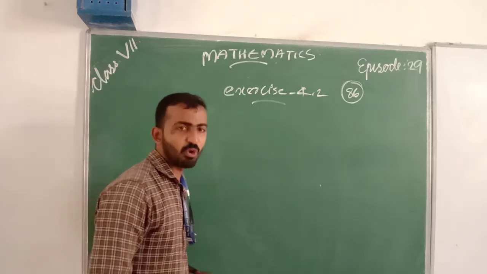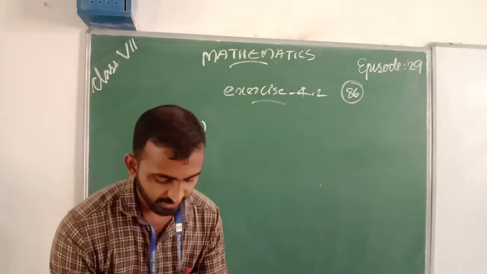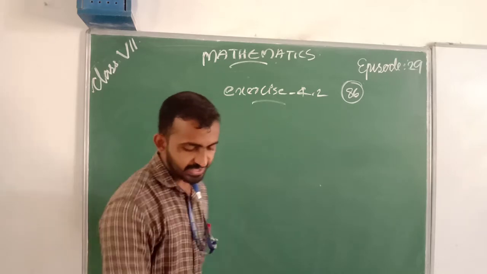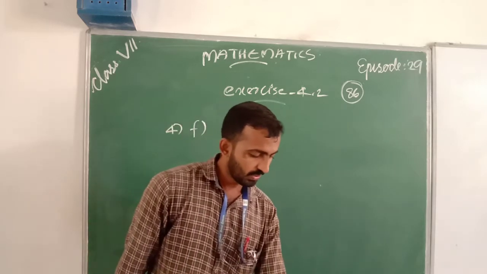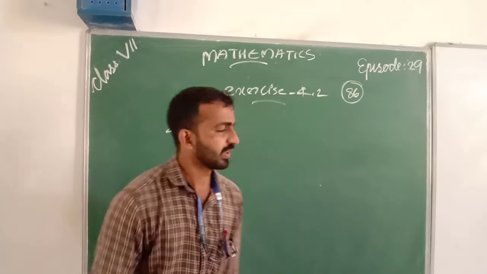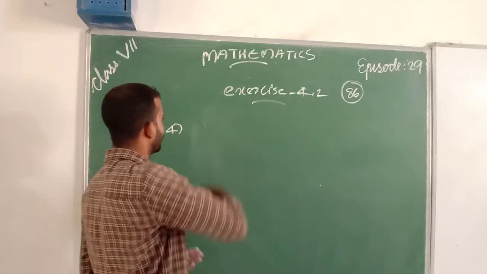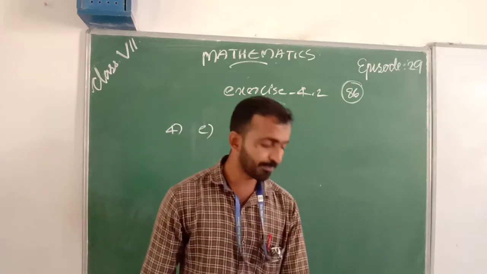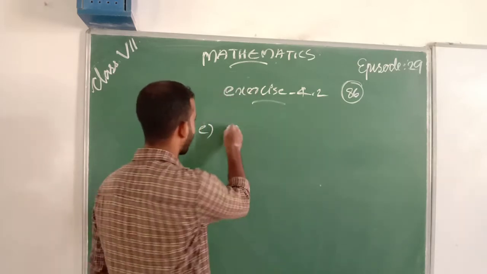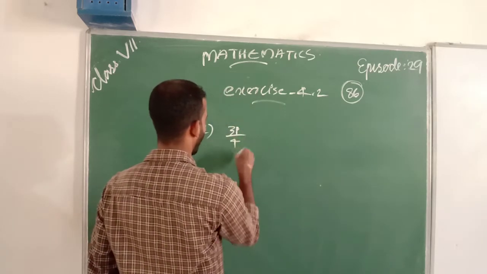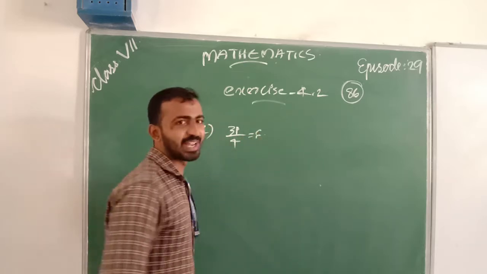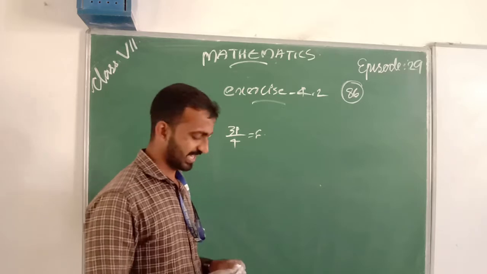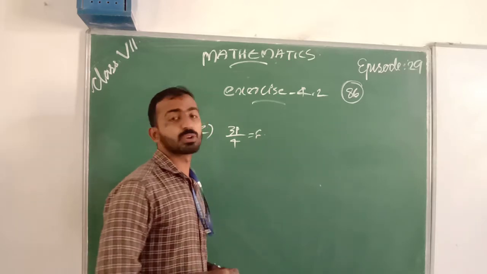Fourth question, part F. What is F? Sorry, E. We didn't do E. E is 3p by 4 equal to 6.